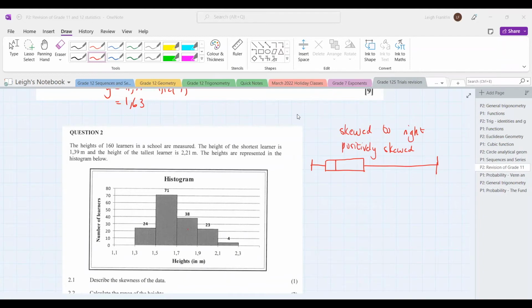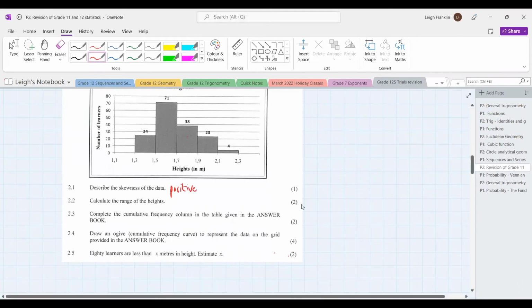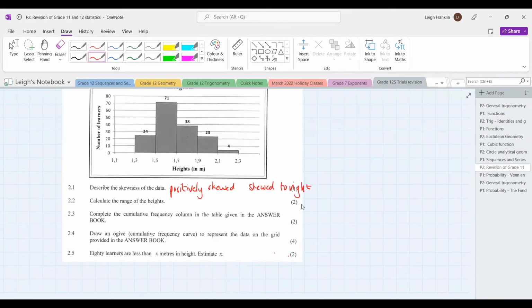So in other words, because our median is our point in the middle, there's going to be a bigger range from our median to our maximum than there is from our minimum to our median. So this is going to be positively skewed or skewed to the right. Positively skewed. And if you also said skewed to the right, they would also give you 1 mark. Either one of those 2 answers.